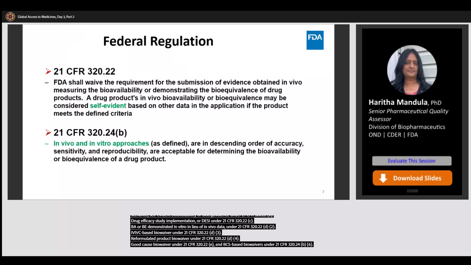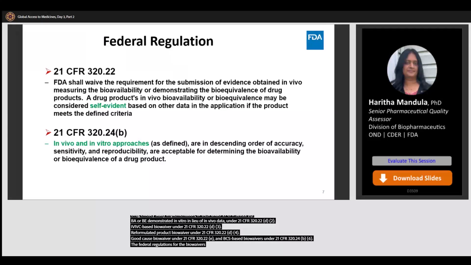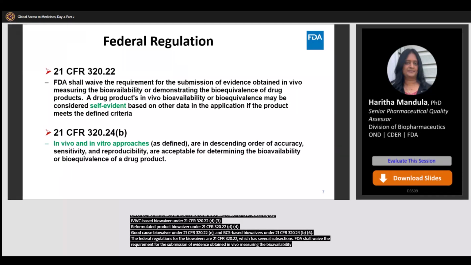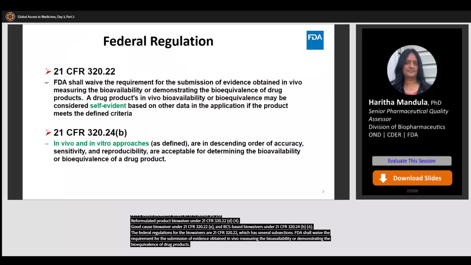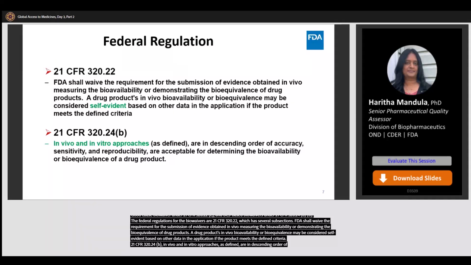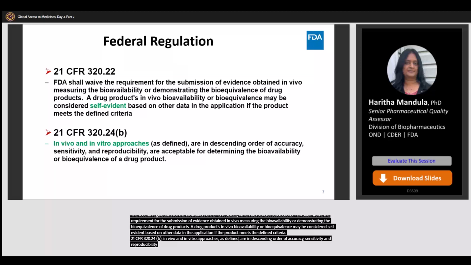The federal regulations for the biowaivers are 21 CFR 320.22, which has several subsections. FDA shall waive the requirement for the submission of evidence obtained in vivo measuring the bioavailability or demonstrating the bioequivalence of drug products. A drug product's in vivo bioavailability or bioequivalence may be considered self-evident based on other data in the application if the product meets the defined criteria. 21 CFR 320.24(b): in vivo and in vitro approaches, as defined, in descending order of accuracy, sensitivity, and reproducibility, are acceptable for determining the bioavailability or bioequivalence of a drug product.